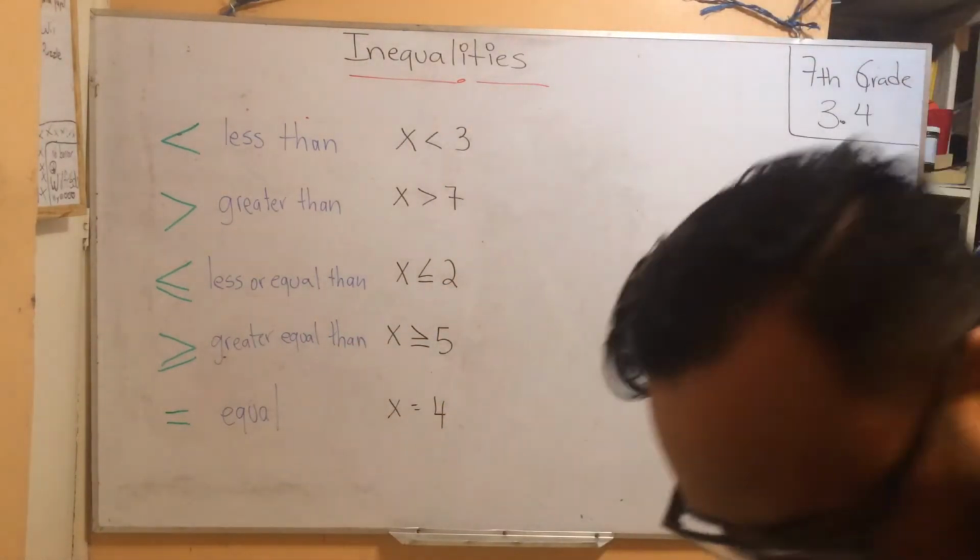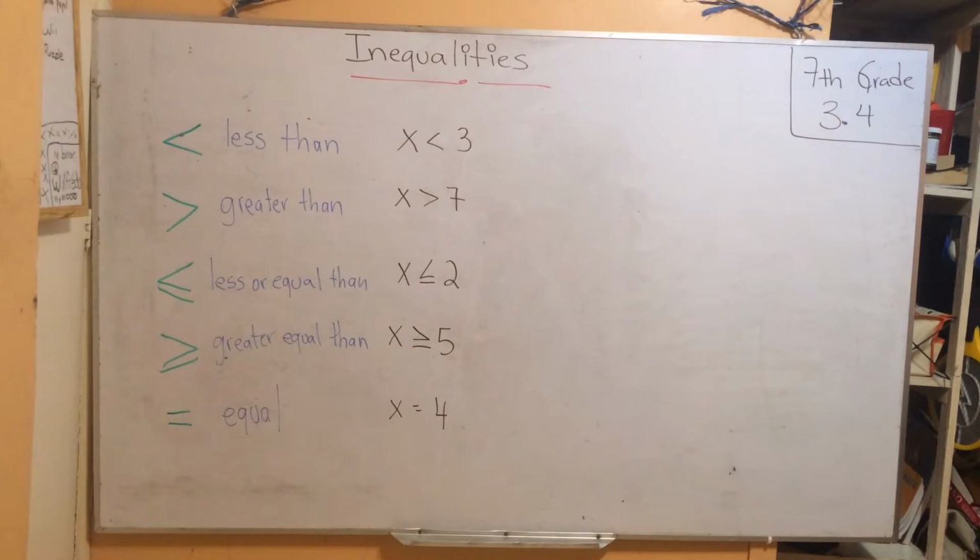Continuing with our lessons. For 7th grade, you can find this in chapter 3, section 4. We're going to start talking about inequalities. These are not taken directly from the book, so don't worry about this. This is just the explanation, and we're going to start talking about inequalities.